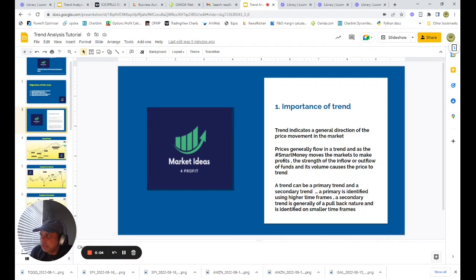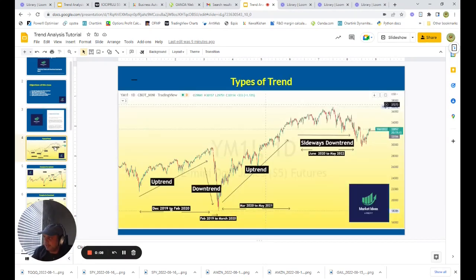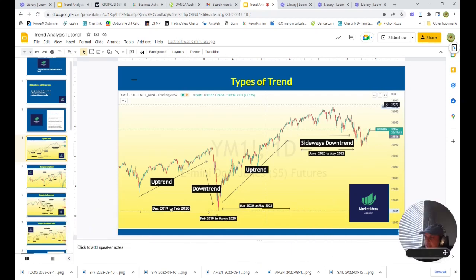So, having understood the importance of trend, let's try and understand the types of trends. Basically, there are three kinds of trends that one can observe on the markets. The first one is called the uptrend, where the prices flow from the bottom to the top. So prices are generally low and they keep on moving higher. That's a kind of an uptrend.